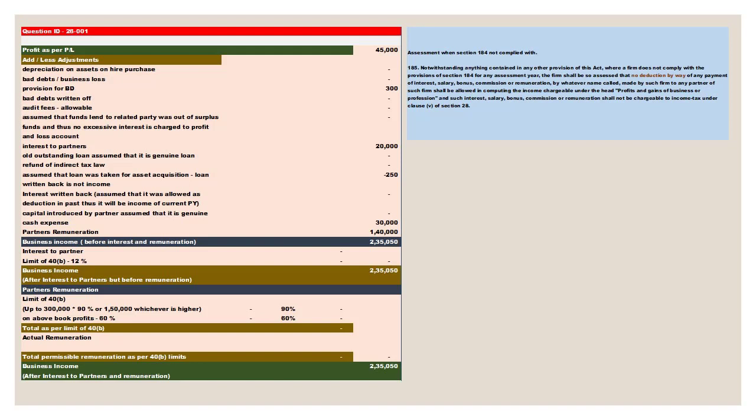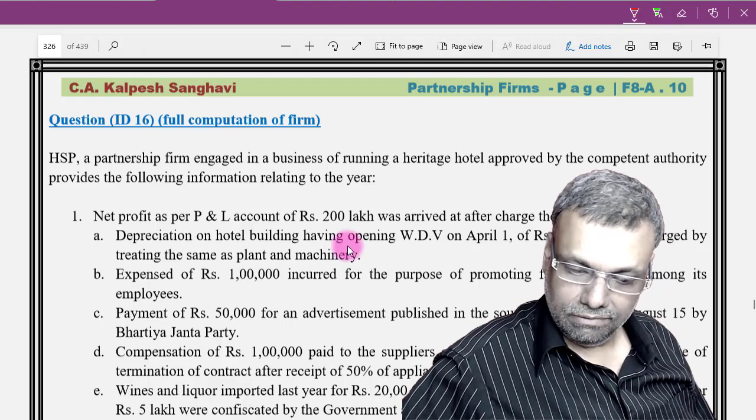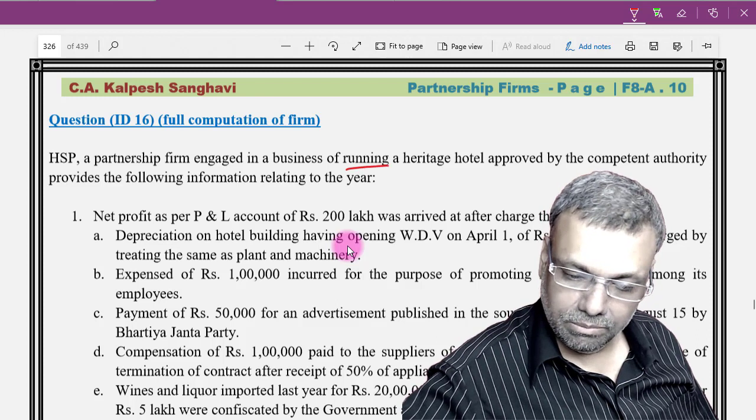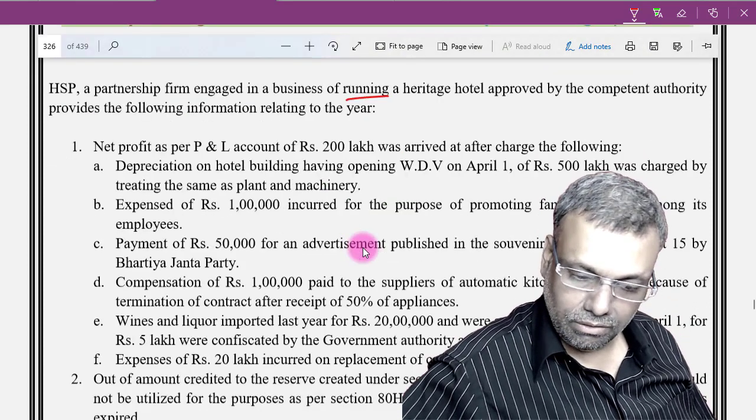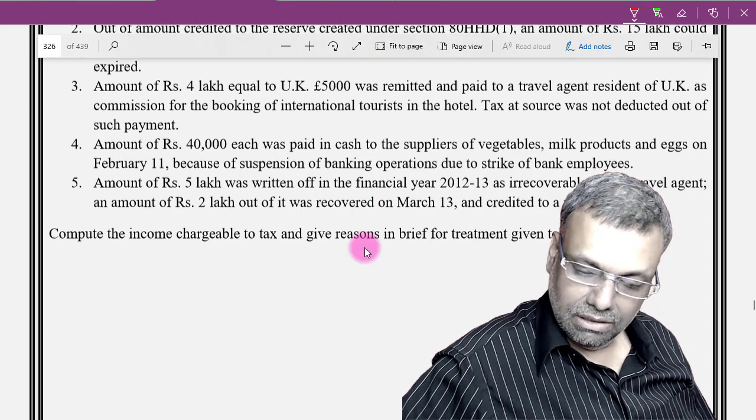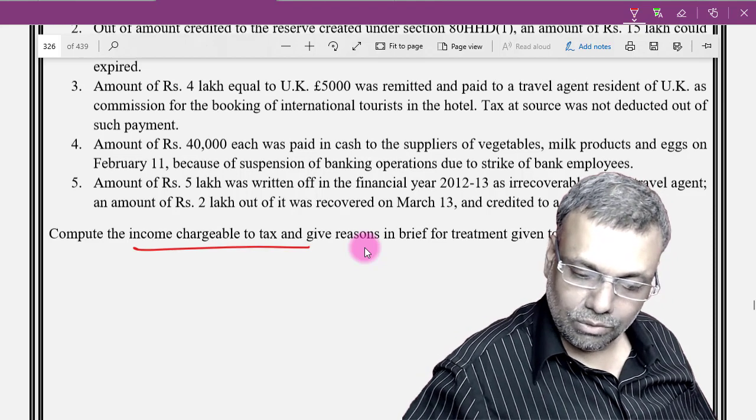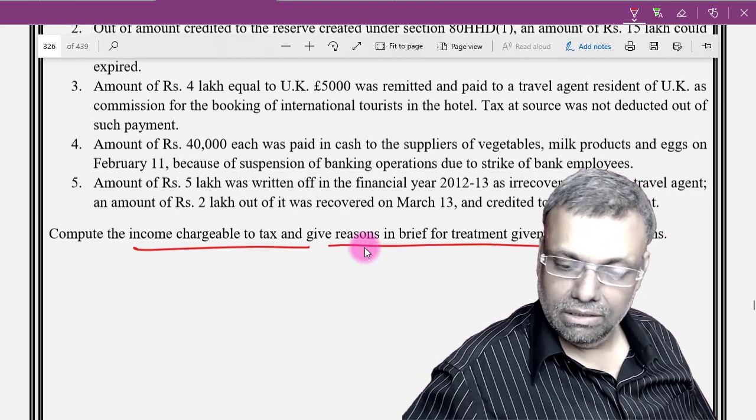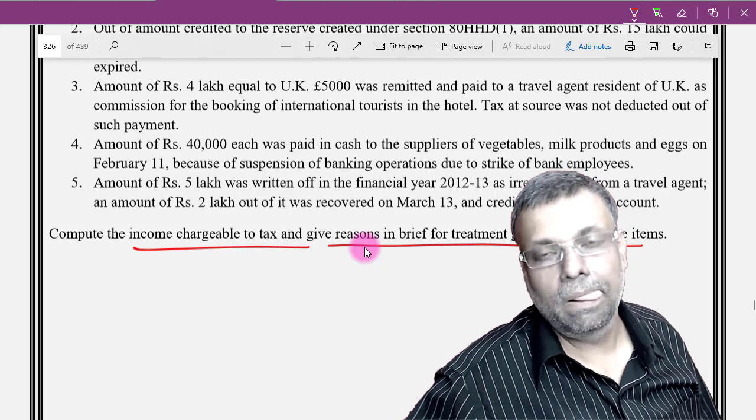Now friends, come to this particular question. In this question, first of all, it's a partnership firm engaged in the business of running some hotel, competent authority. All these adjustments have been given. Compute the income chargeable to tax and give reasons in brief, giving treatment of each of the items.